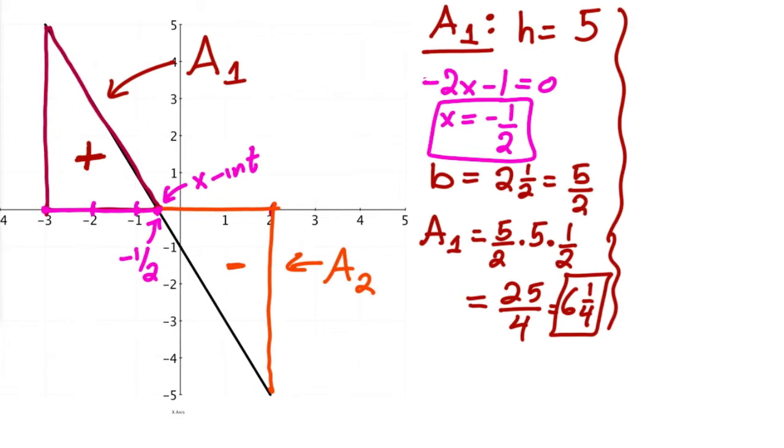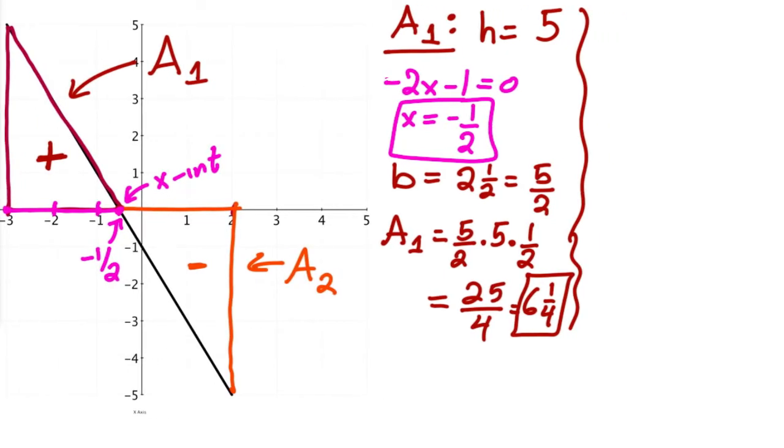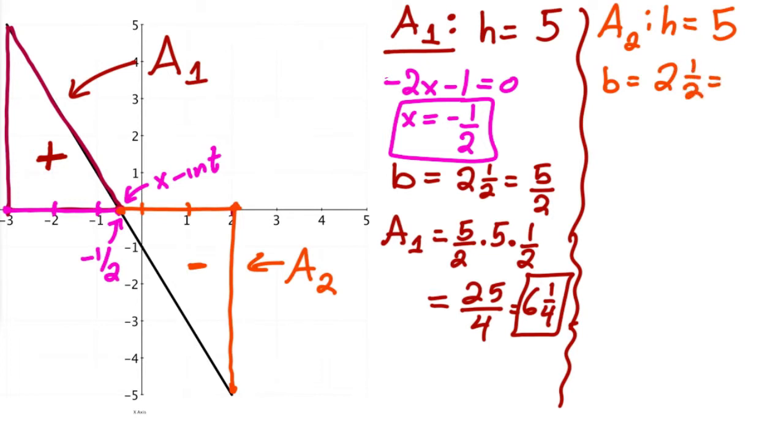Okay, so that's the area of the first triangle. Now, the area of the second triangle: the height of that one is also 5, if you go from here to here. And the base of this triangle, if we go from this point to this point, we see that it's 2 and a half. Whoa, that's interesting. So 5/2 again.